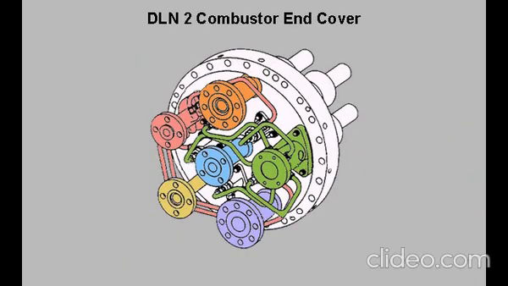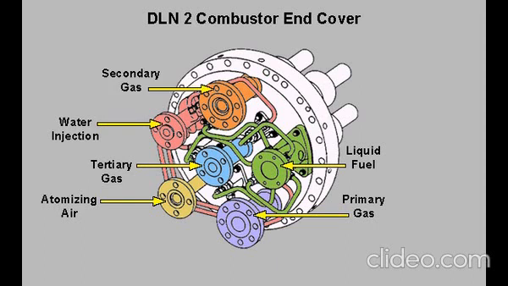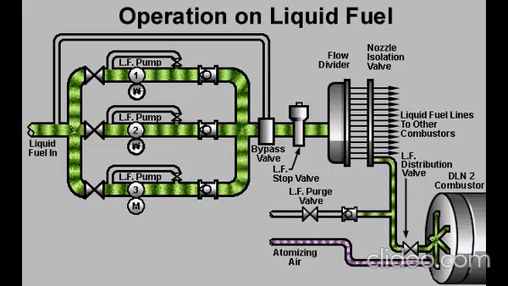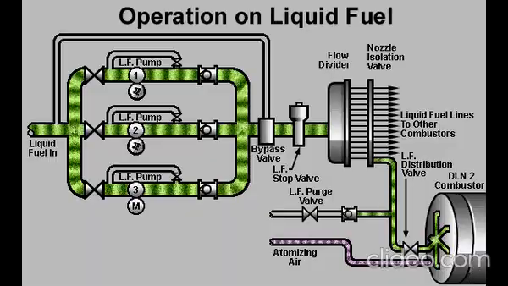This diagram illustrates the end cover of a DLN2 combustor configured for dual fuel operation. There are connections for liquid fuel, primary gas fuel, atomizing air, tertiary gas, water injection, and secondary gas fuel. When operating a turbine equipped with a dual fuel system, the turbine is able to start on either fuel and switch to the alternate fuel after full speed has been attained. In this example, the turbine is operating on liquid fuel.